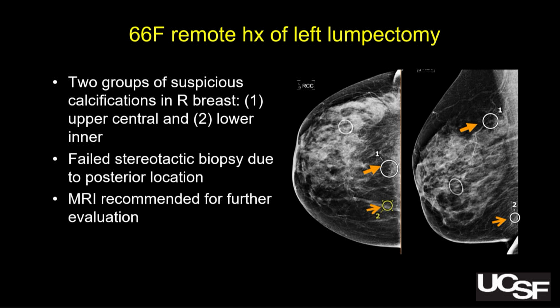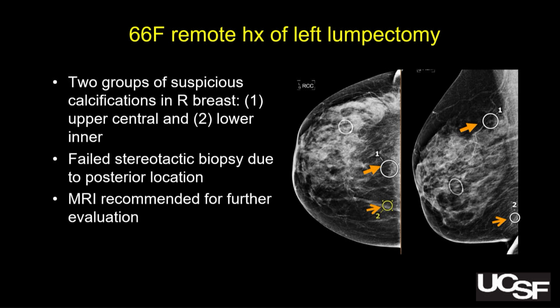Okay, new case. Patient had remote left lumpectomy. I am showing you the right breast because that's where the action is. 2 groups of suspicious calcifications. 1 is upper central. Number 2 is lower inner. And this is where at diagnostic, if I see 2 different groups, I actually number them so that people know, because I'm the one who spent all that time trying to figure out which is which.